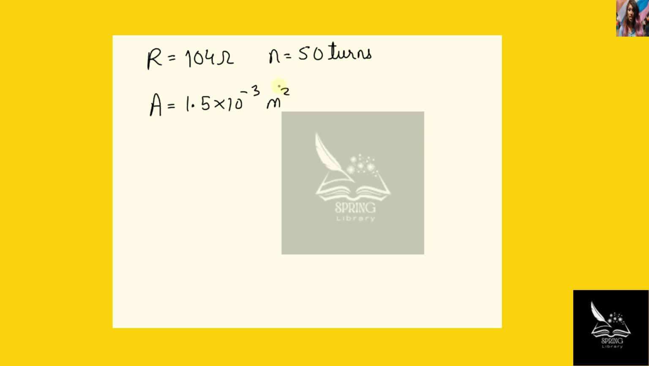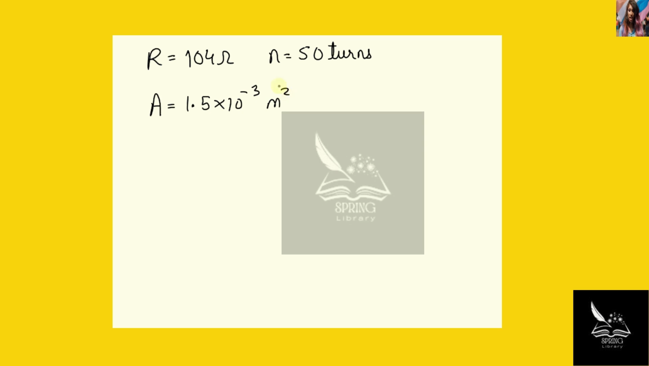Hello. In the question we are given a square-shaped coil with the following data. The resistance of the coil is 104 ohms. N is given as 50 turns. Further, we are given an area of 1.5 into 10 raised to minus 3 meter square.